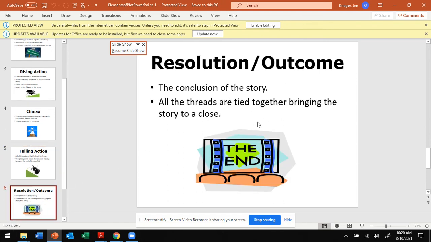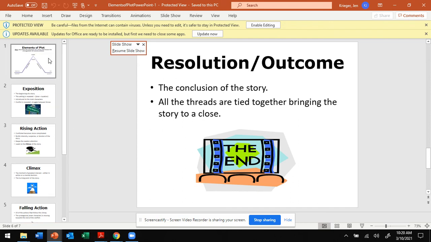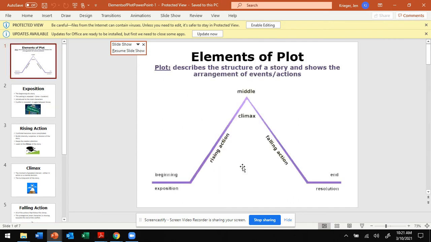Then in the very end, it's our conclusion. In fifth grade, we say resolution. All of those threads are tied together, bringing the story to a nice closure. We learn what that solution is to the main problem, and the story is all tied up and came to an ending. So again, sometimes in reading, you might be given a plot diagram and you'll get some actions or events in the story and you'll have to place it in a diagram.